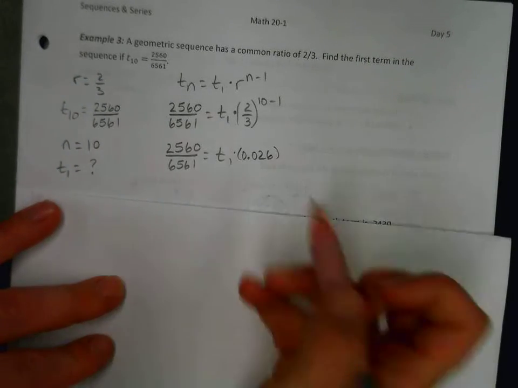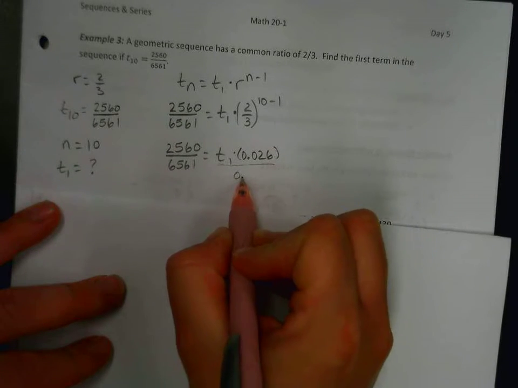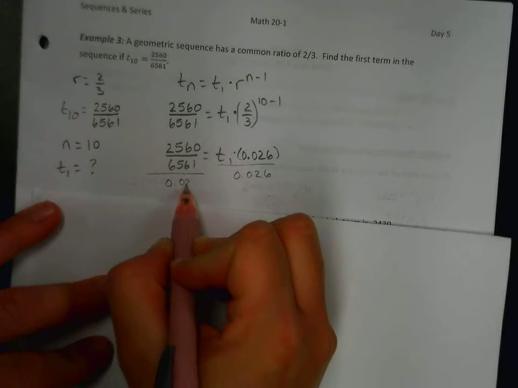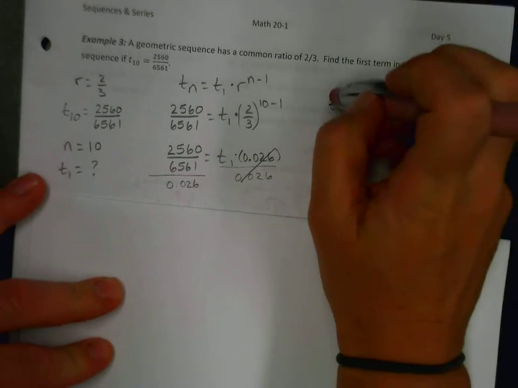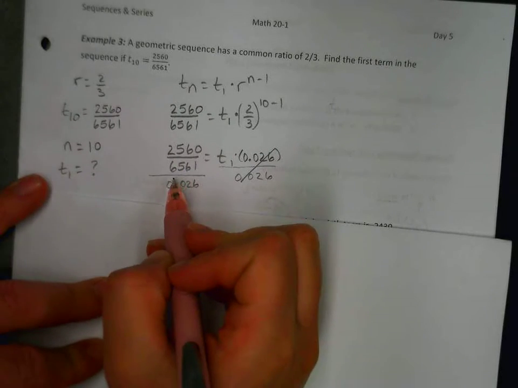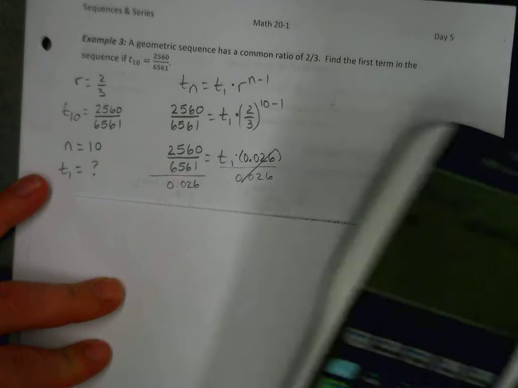Now, technically what I'd want to do in order to solve for T of 1, I would have to divide both sides by 0.026. And so when I do that, I'm going to just take this fraction, type that into my calculator, and then divide it by the answer on my calculator.